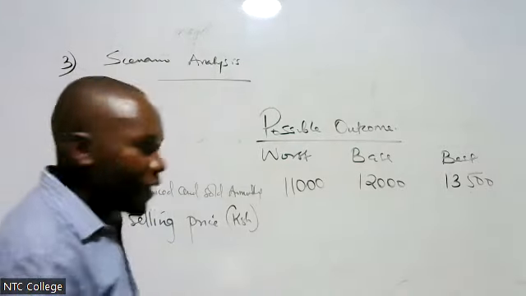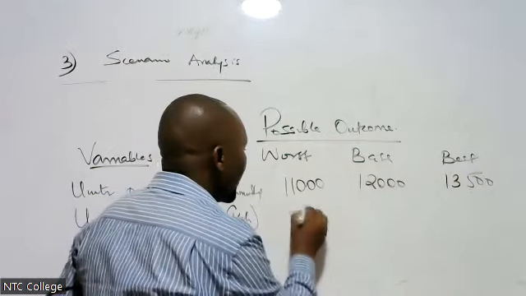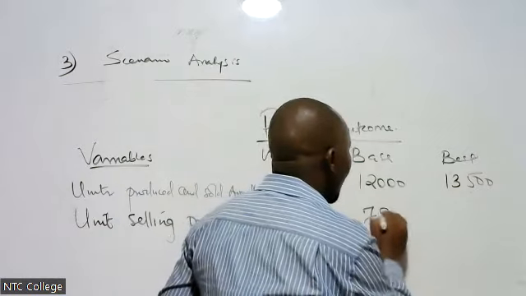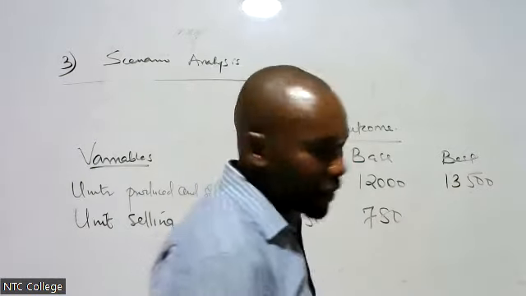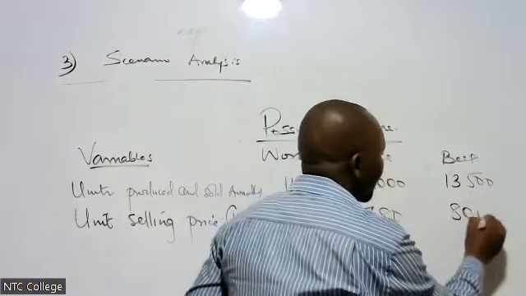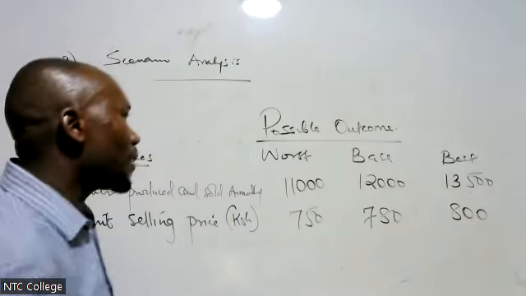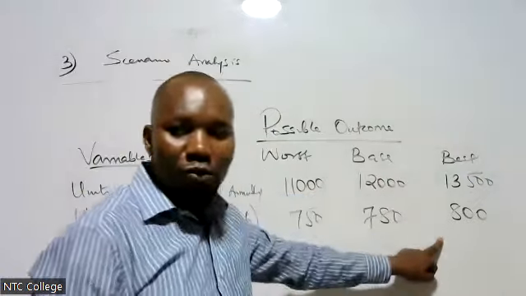So we have, in the worst case scenario, it is 750. In the base, the normal scenario called base is 780, and then we have 800. That is the best case. Of course, in the best case, we expect a good sale and a good price, right?